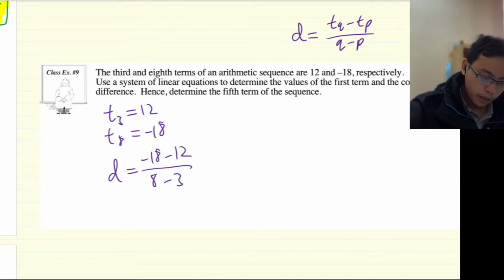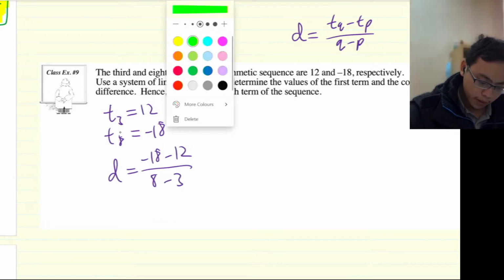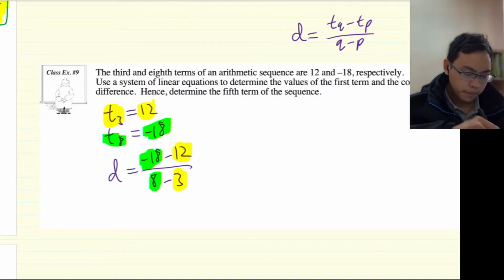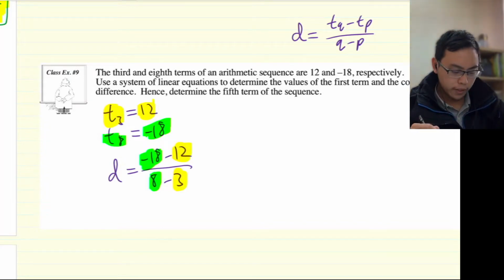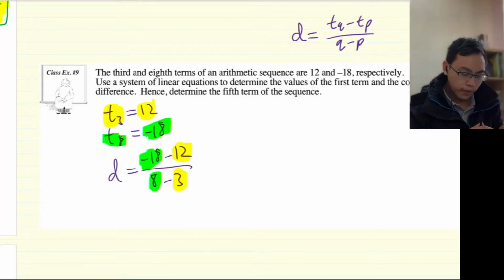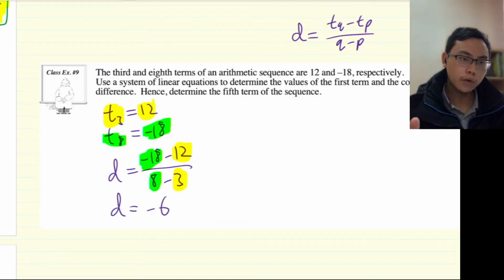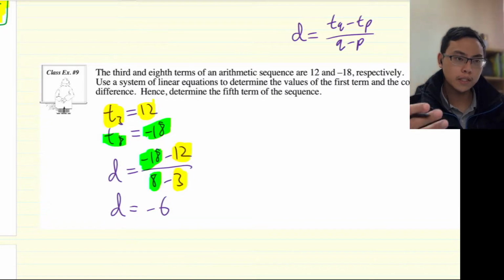Okay, so let me just quickly highlight the relevant things. So this is T8, this is -18, and this is 8. And then this is T3 and 12, and this is 3. And so work that out. Negative 18 minus 12 is going to be negative 30. Negative 30 divided by 5 is going to be negative 6. So the common difference is negative 6. Every single time we go through a term, we're going to minus 6, minus 6, minus 6, okay?